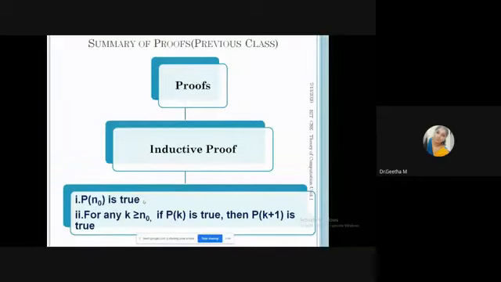We have already seen this in the last class. The next step says that for some integer k, up to the length k, you assume that the given statement is true. So if P of k is true, then we want to prove that P of k plus 1 is true. A very simple example is 1 plus 2 plus up to n, which is equal to n into n plus 1 by 2, which we proved in the last class.